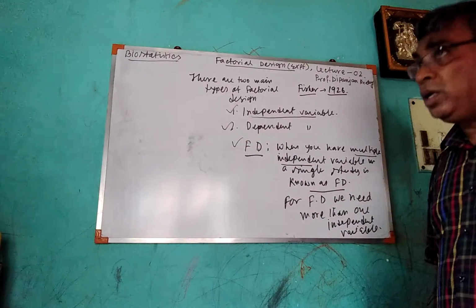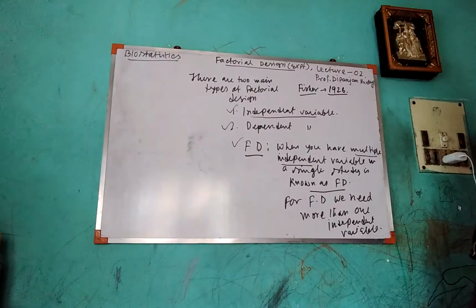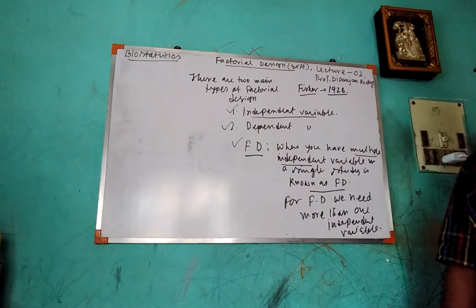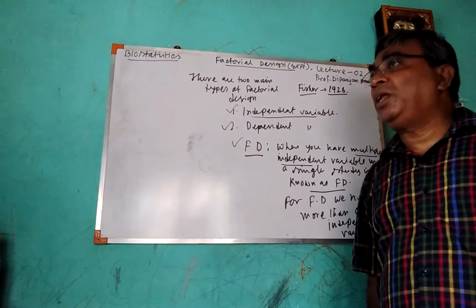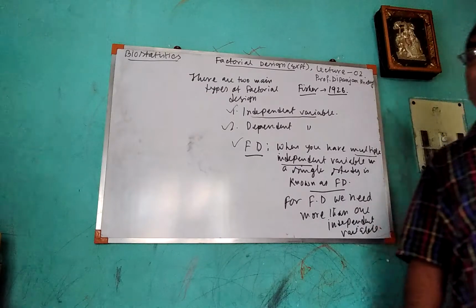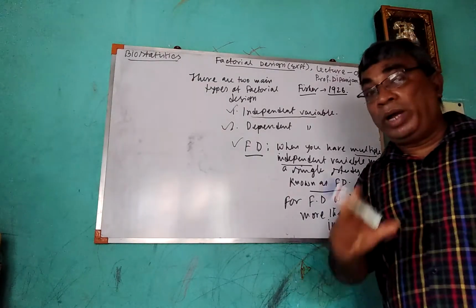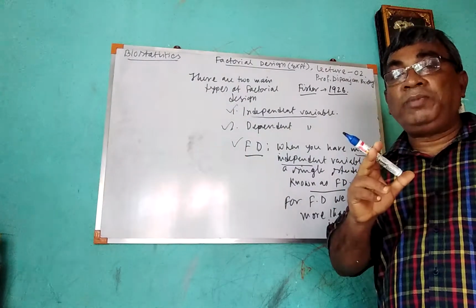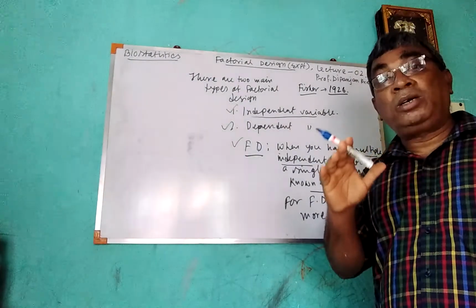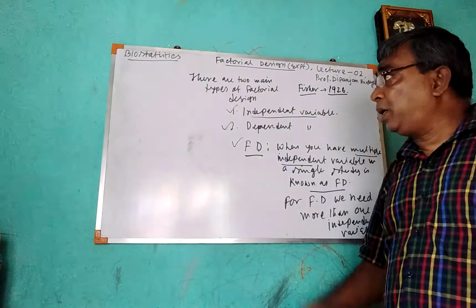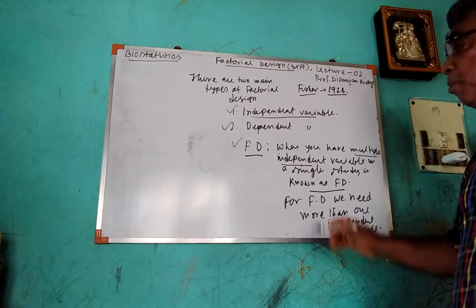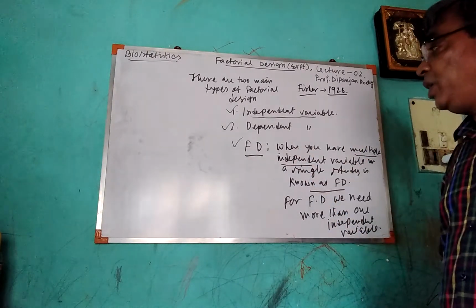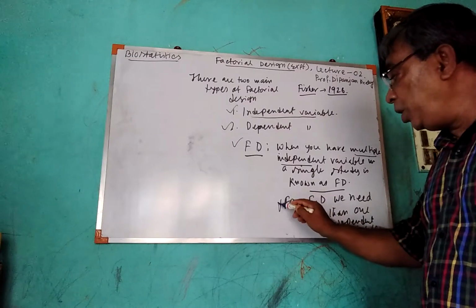Earlier, in the regression model, we had seen one dependent and one independent variable, that is the simple linear regression model: the relation between one independent variable and a dependent variable. But in factorial design, more than one independent variable is needed. This is the main thing. This point is very, very important.